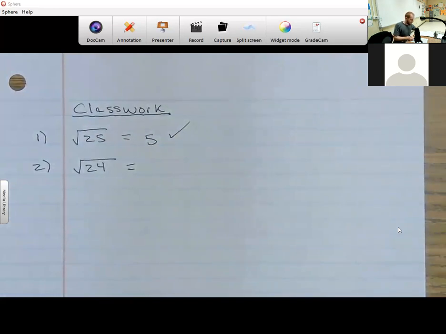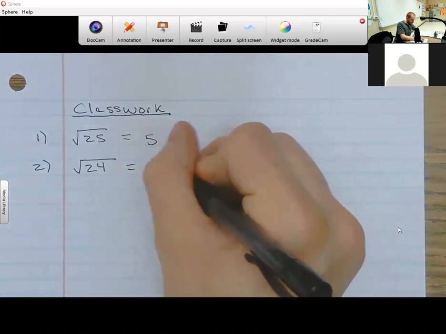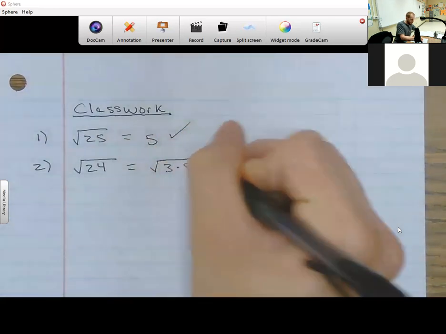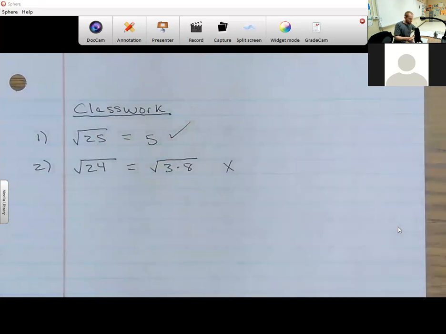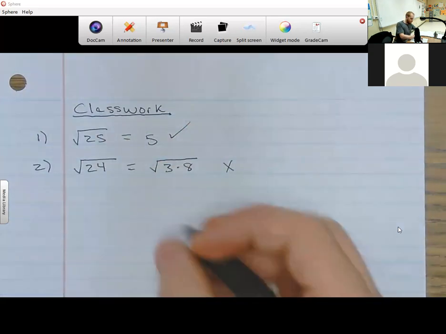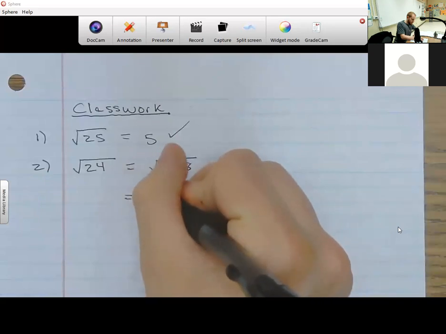So what are you thinking? 3 times 8? Well, that's not going to work. None of these are going to be perfect squares, right? So we can't use 3 and 8. How about 4 times 6? That might work.